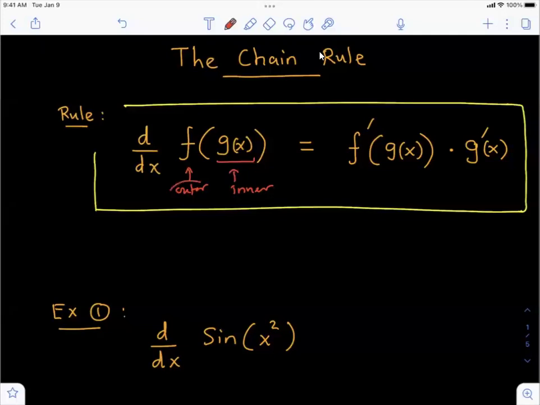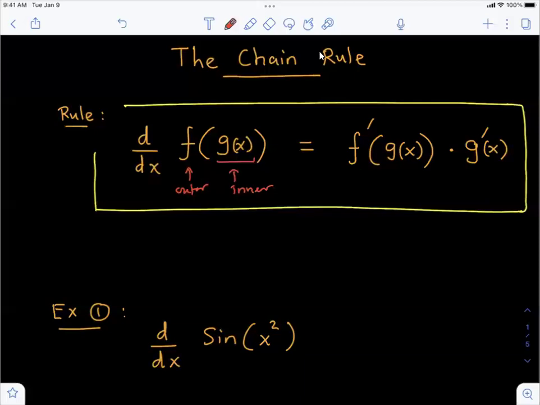But once you have the outer function, what you're going to do is differentiate the outer function and leave the inside argument as it is. So you need to input whatever the inside function is right away. And then you grab the derivative of the inner function and you just multiply it together. So f prime at g, and then g prime.